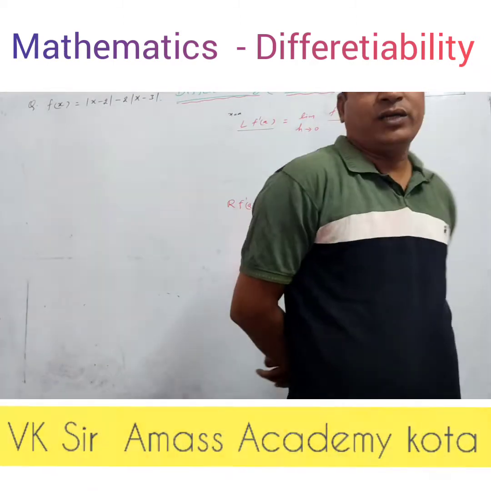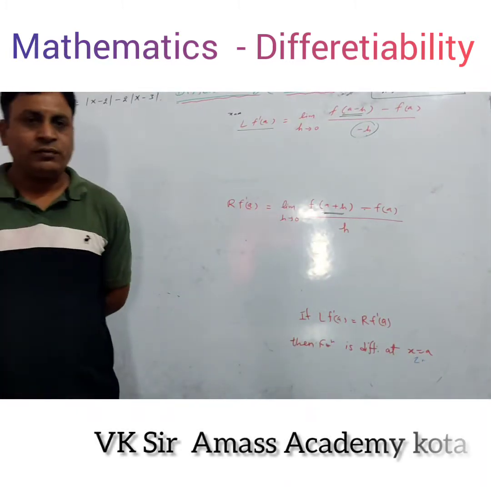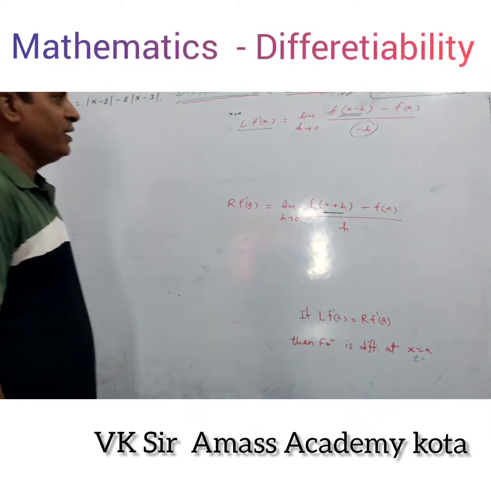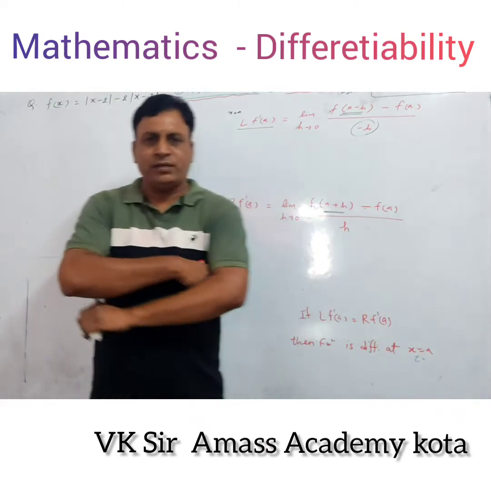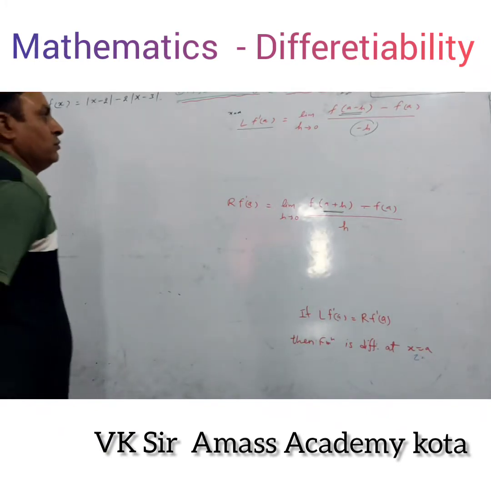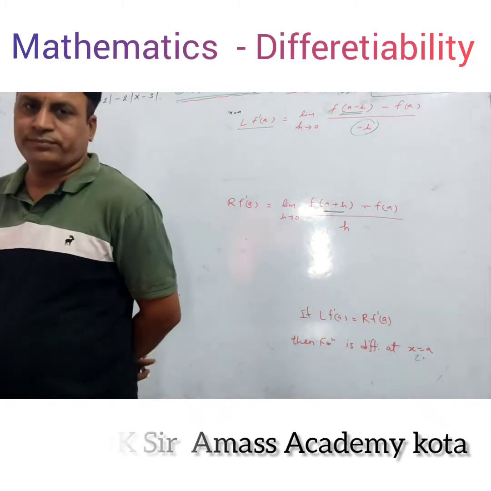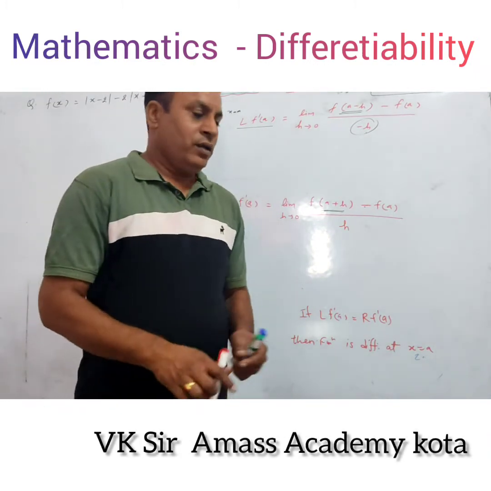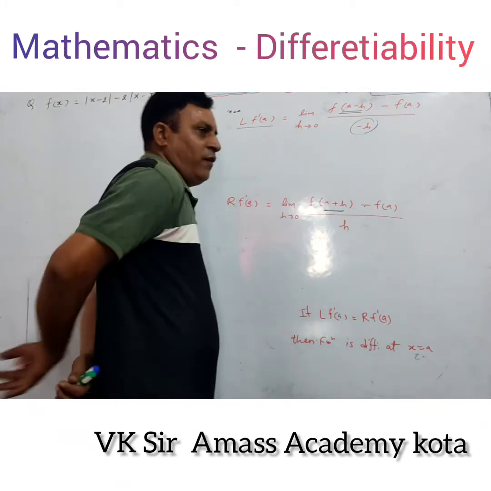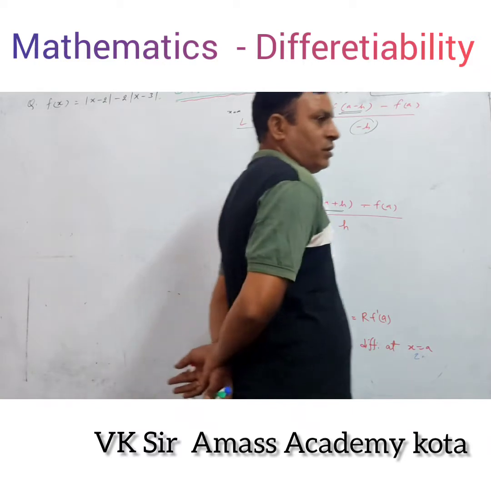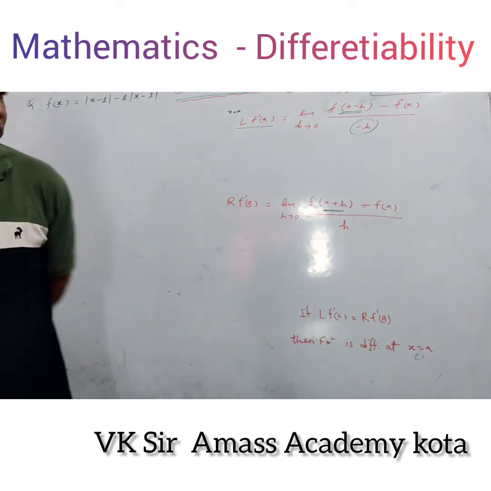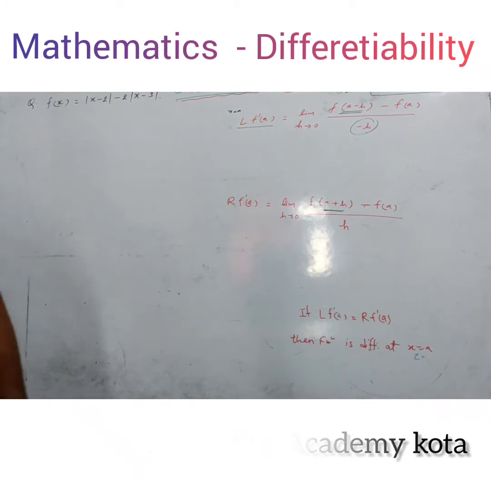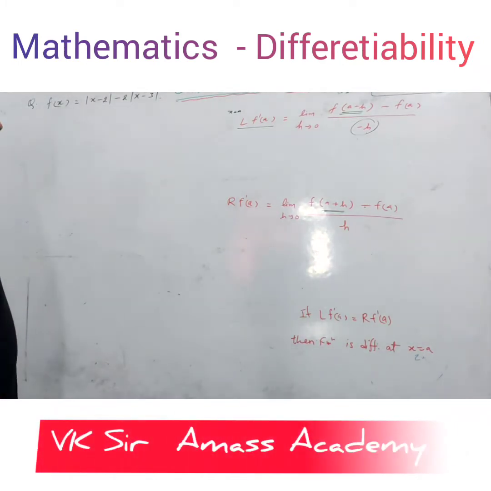This process is connected to limits, derivative and continuity. We know that if the left hand side limit is equal to the right hand side limit, the function will exist at x equal to a. Then left hand side limit is equal to right hand side limit is equal to the value f(a), then the function is continuous at x equal to a. After that, today we will solve questions for differentiability at x equal to 2 and 3.